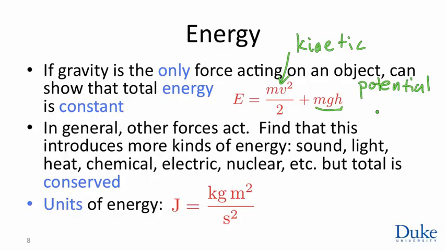So there are many different forms of energy: sound, light, heat, chemical energy, electric energy, nuclear energy. We will talk about all of them in turn. They'll all show up. When you add them all up together, it turns out, in any process, the total energy in the universe is conserved.